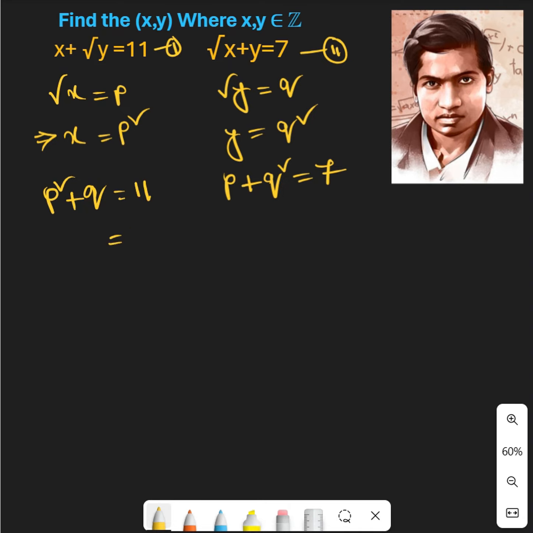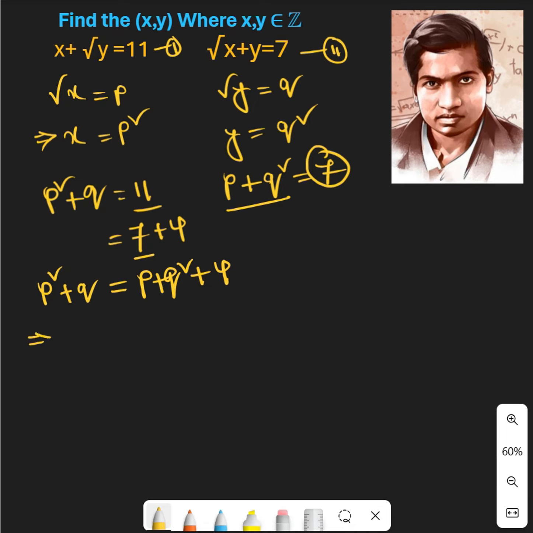Now rearrange this equation. It means 7 we could split into 7 plus 4. Why 7? Because we know the value of 7 is equal to this one. Now plug in the value of 7, (p plus q) square plus 4, and of course the left hand side will be the same as p square plus q. Now if we rearrange this, we could write p square minus q square plus q minus p is equal to 4.